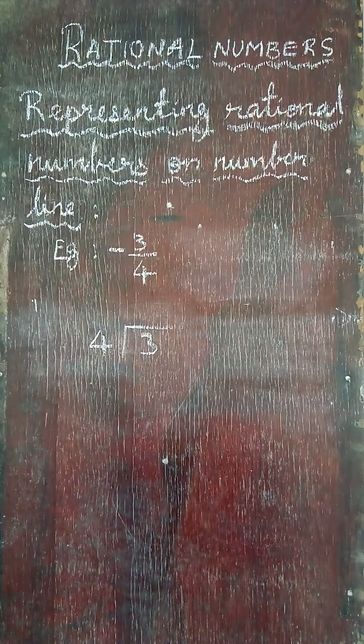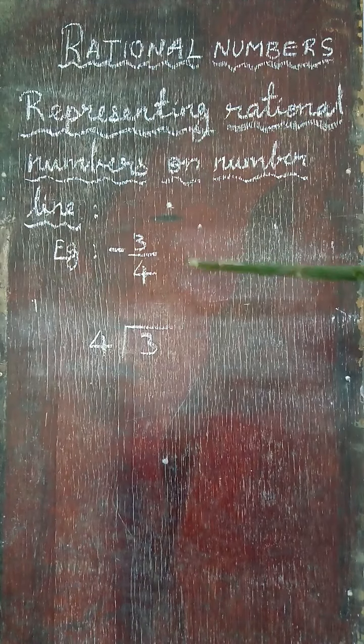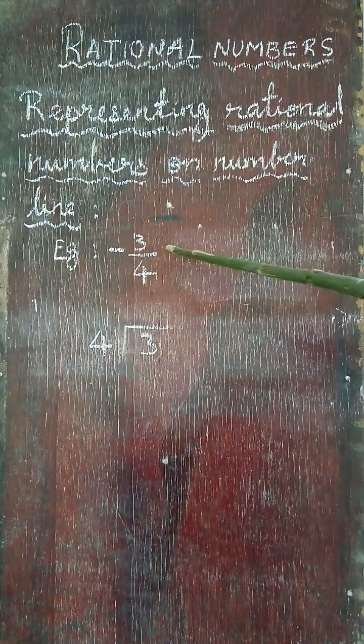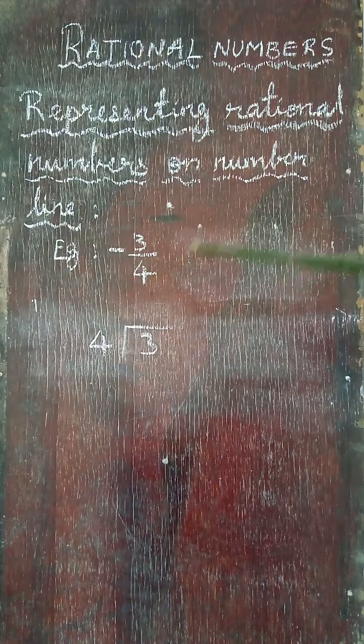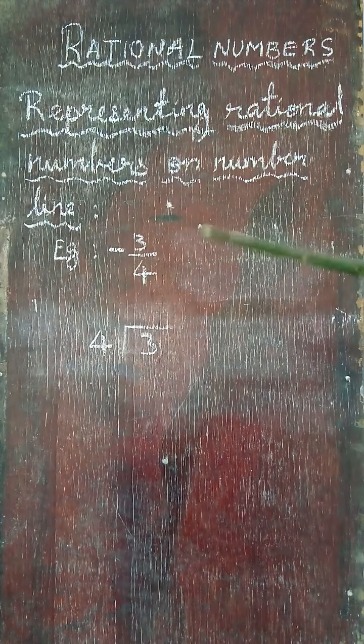We will learn how to represent rational numbers on a number line. Integers number lineல நம்ம represent பண்ணியிருக்கோம். Rational numbers எப்படி represent பண்ணுறதுன்னு பார்க்க போகிறோம். First I took an example, minus 3 by 4. This I have to represent on a number line. First we have to see where it lies. கொடுத்துருக்கிற rational number எங்கே லை ஆகுதுன்னு first we have to see.